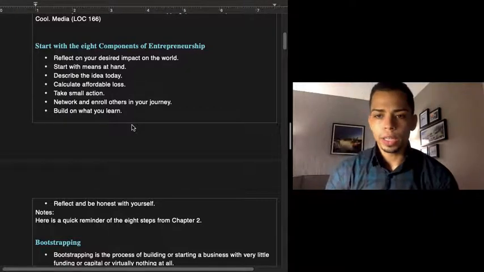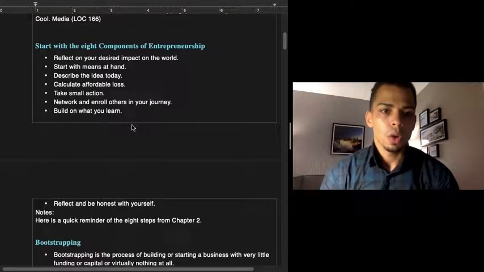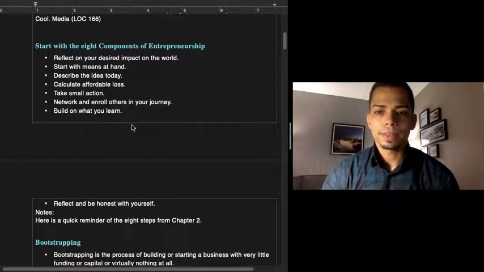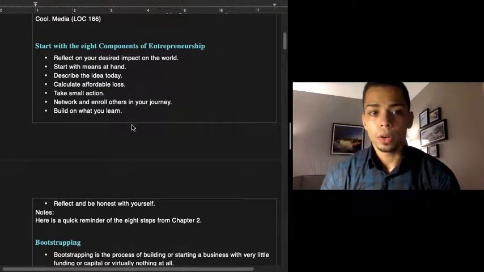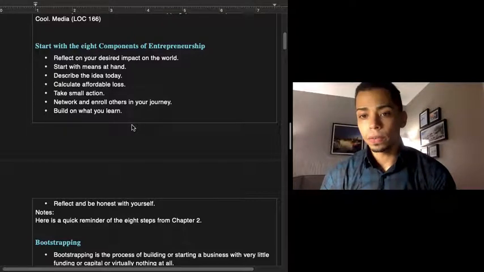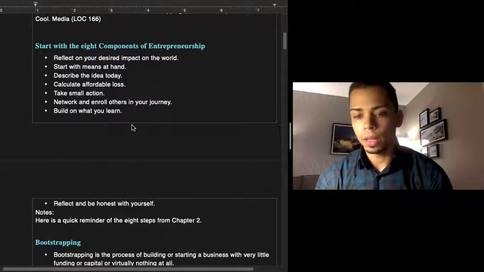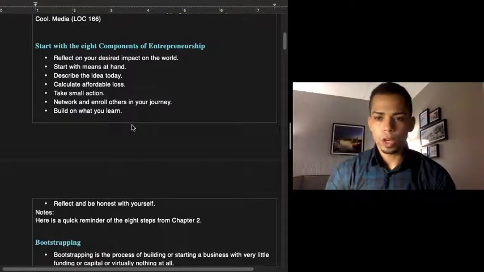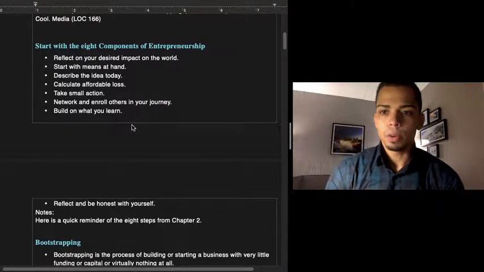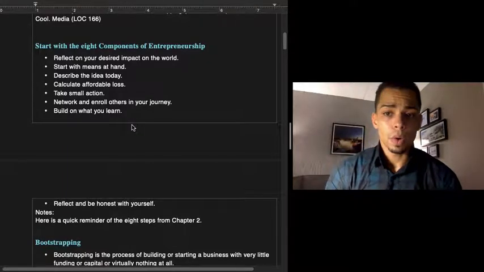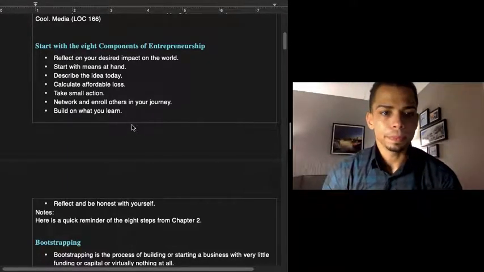We're going to calculate affordable loss. You have to know what is the max amount of debt that you're able to incur without putting a burden on yourself, your family. So we're going to calculate our affordable loss. Then we're going to take a small action. What are some actions that you can take at the moment that do not require so much financial investment?